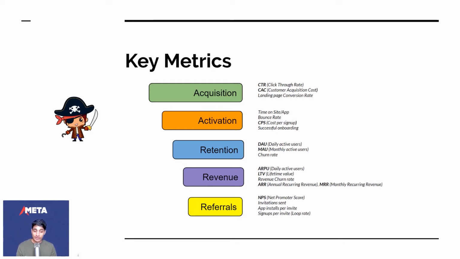Then there's the idea of annual recurring revenue, which is how much money you are consistently being paid per year, and monthly recurring revenue, which is how much money you are consistently being paid per month.